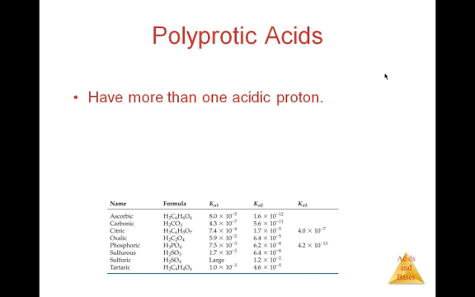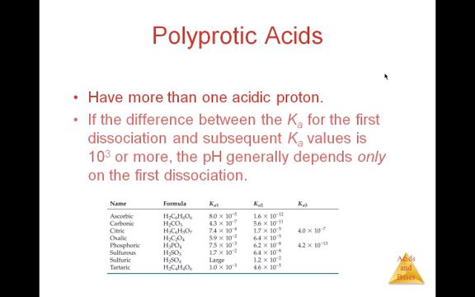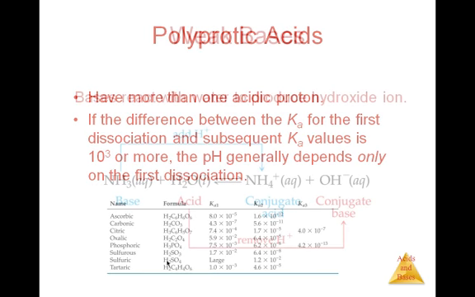So, classic example is H2SO4. That's a diprotic acid. It has two hydrogen ions to donate. If the difference between the Ka for the first dissociation and the subsequent Ka values is 10 to the power of 3 or more, the pH generally depends only on the first dissociation. What this means is that, for the most part, once you've lost your first hydrogen, if you have H2SO4 and you lose the first one, and if the Ka values differ by 10 to the power of 3 or more, it's probably not going to dissociate much further.